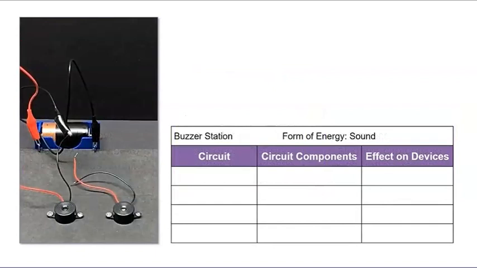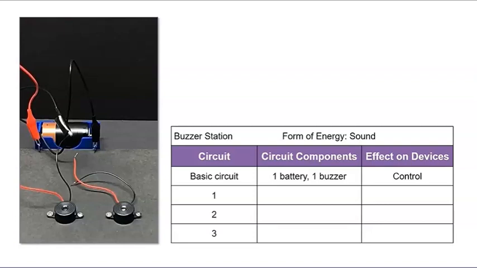Let's revisit the buzzer station. Remember, when we completed a circuit with the buzzer, we observed evidence of sound energy. Here is a data table we can use to record information from our investigation. Remember the basic circuit we created? The basic circuit had these components: one battery and one buzzer. This basic circuit will be our control for the investigation, so we'll write control under effect on devices.